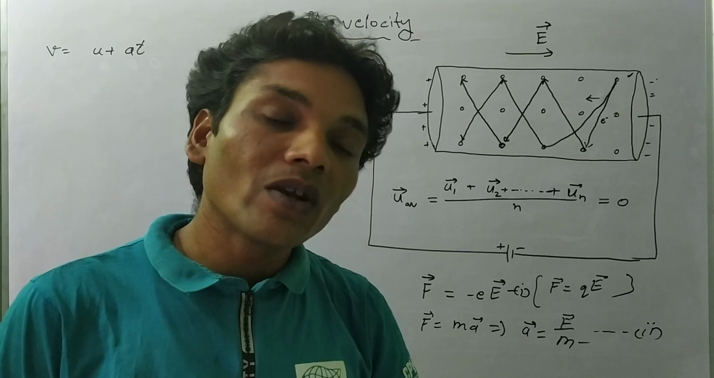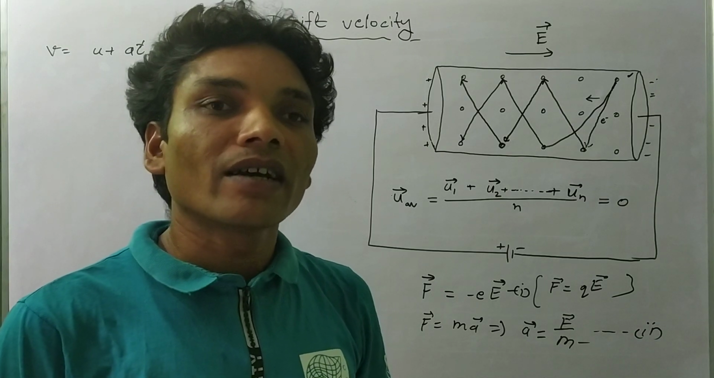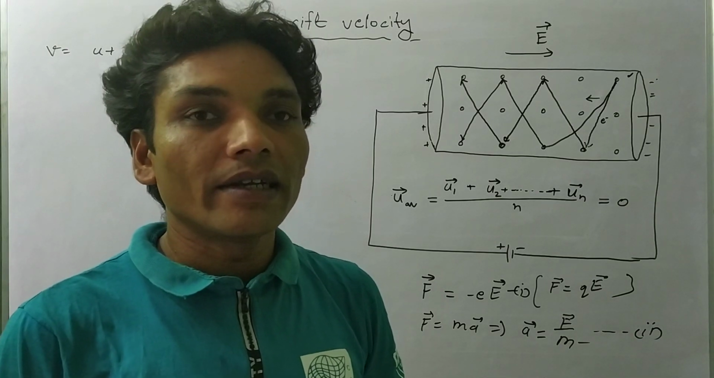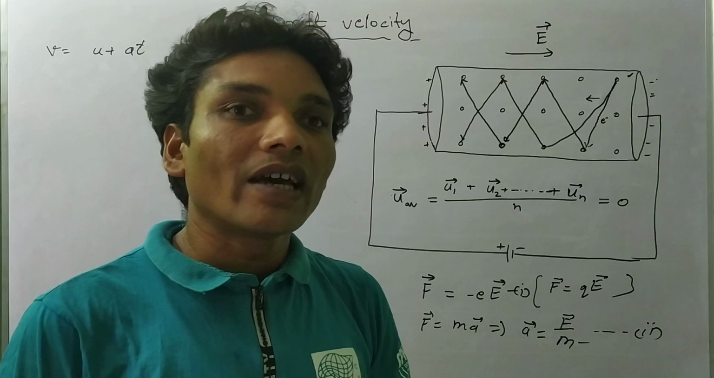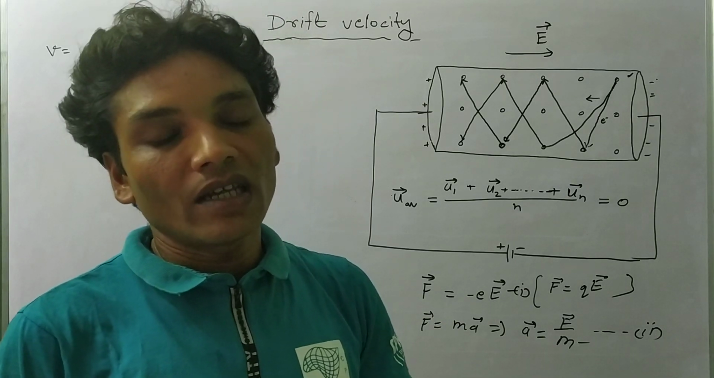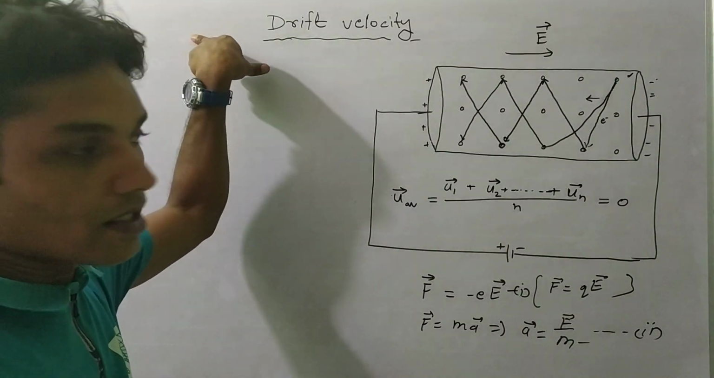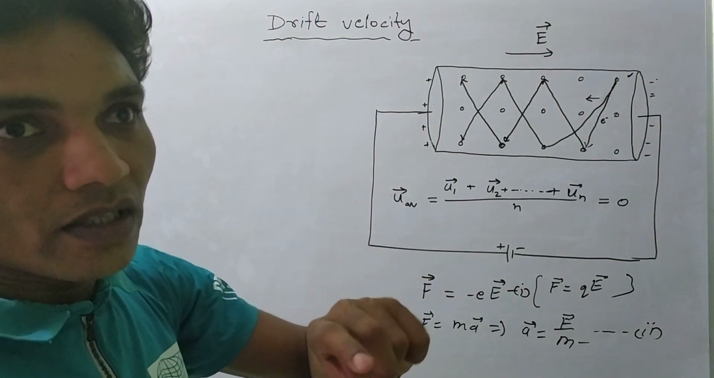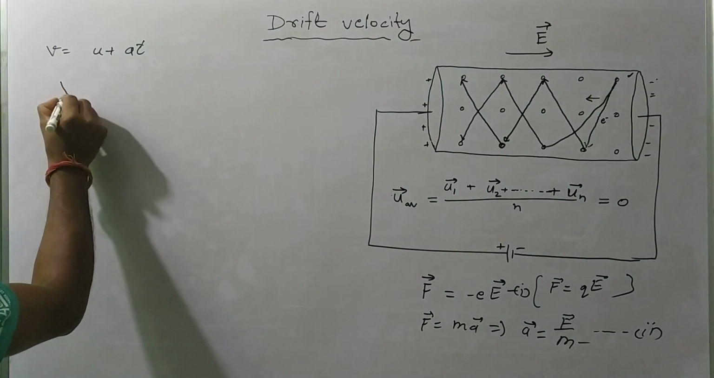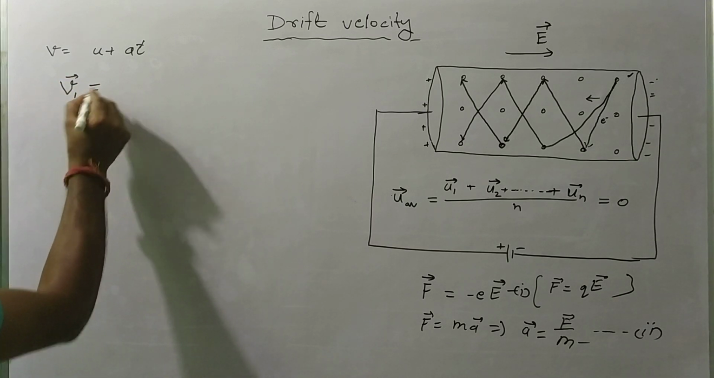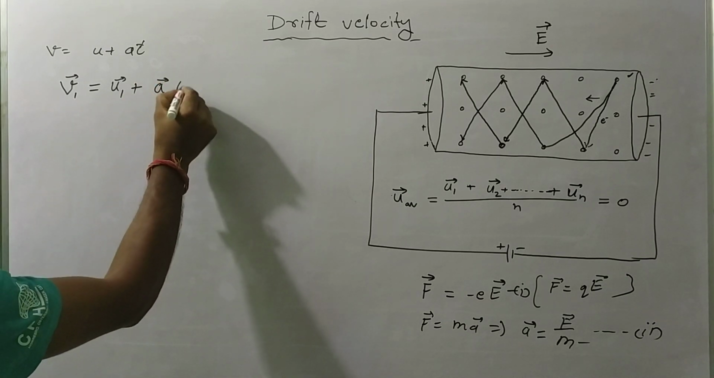So the thermal velocity of each electron in the absence of an external electric field is taken as the initial velocity, and the velocity of the electron in the presence of the external electric field is taken as the final velocity of free electrons. So from this kinematic equation, the velocity after applying the external electric field of the first electron will be vector v1 equal to vector u1 plus vector a tau 1.